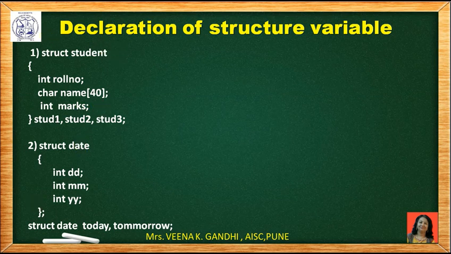And in the second method, we create the structure template. So struct date having dd, mm, yy as the members. So int dd, int mm, and int yy are the members. After the closing braces, we give the semicolon. After that, struct date and then the variable names: today, tomorrow, yesterday. Like that, we can create the instances or variables.